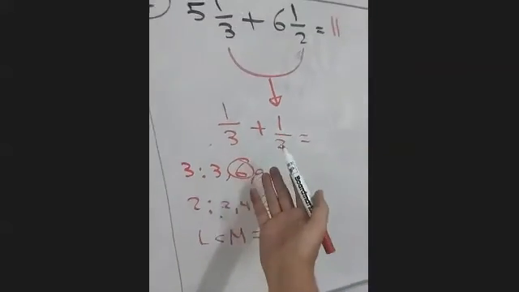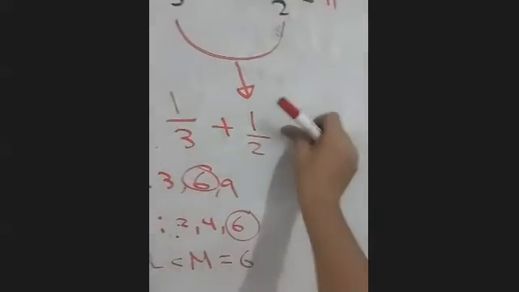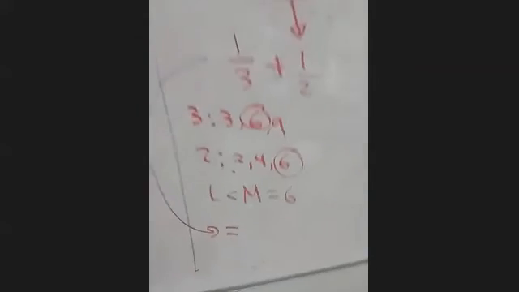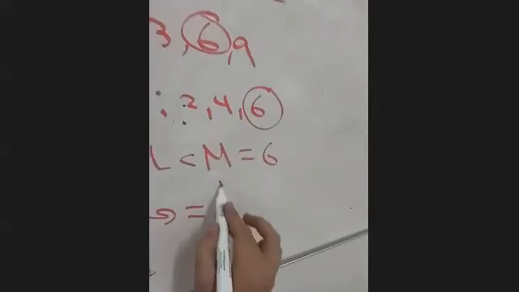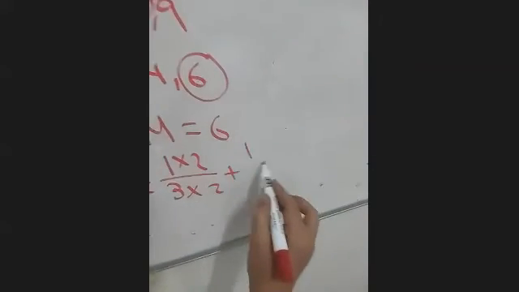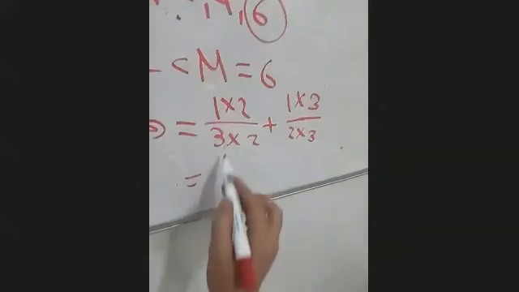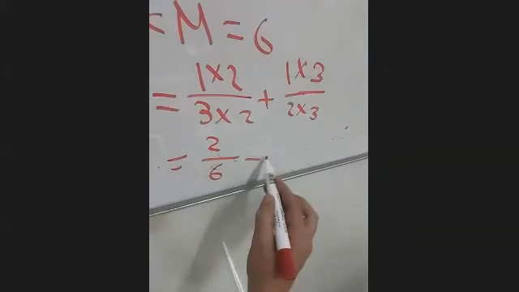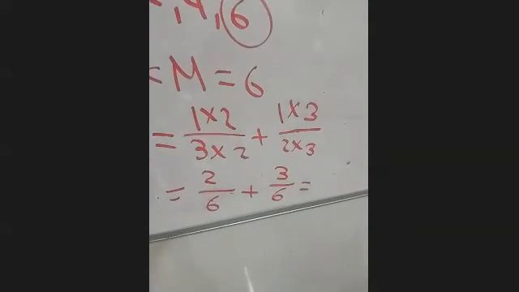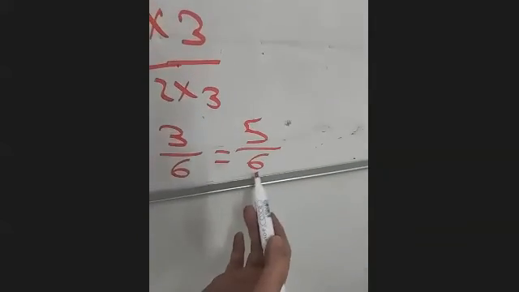Now I will go to the fractions and make 3 and 2 the same, to be 6. We multiply 3 by 2, up and down, and multiply 2 by 3, up and down. Equal: 2 over 6 plus 3 over 6 equals 5 over 6. Now, simplified? The 5 over 6. Mumtaz.